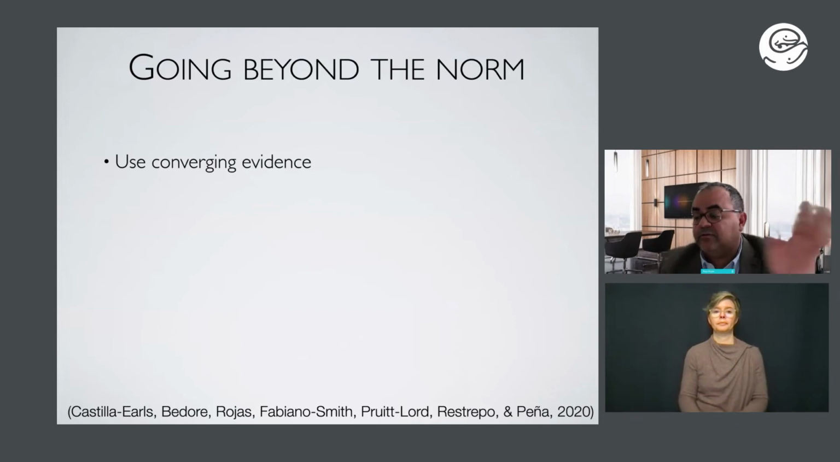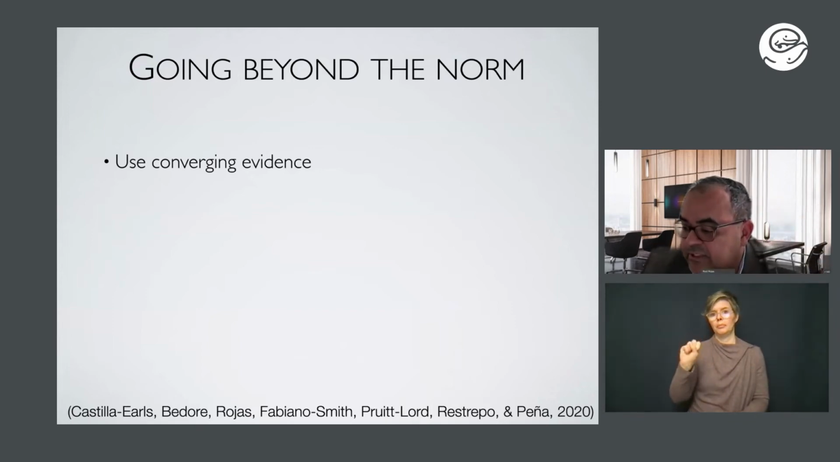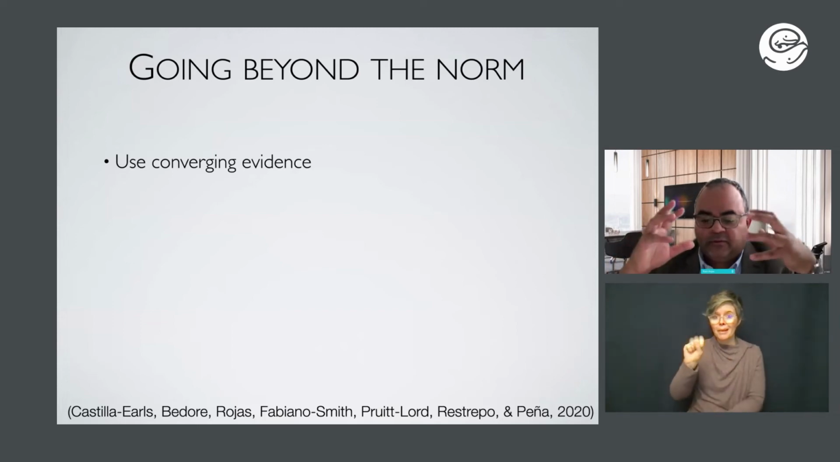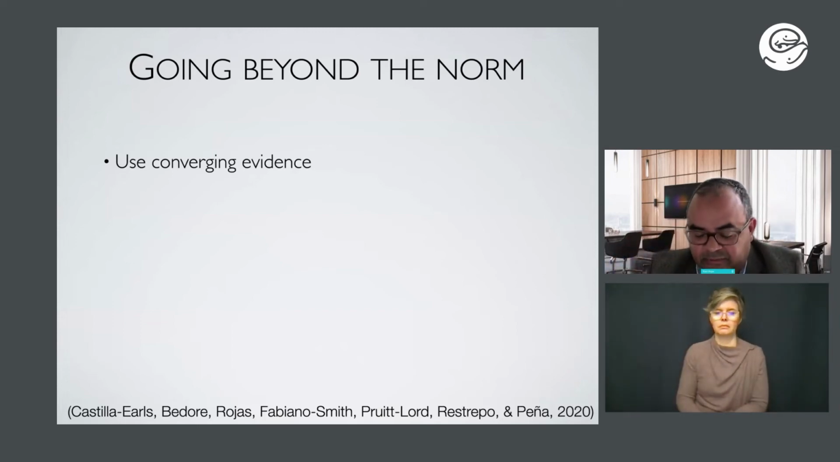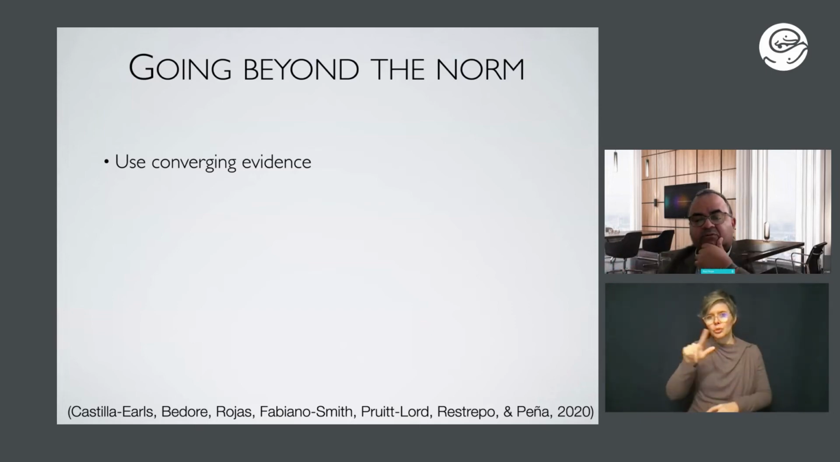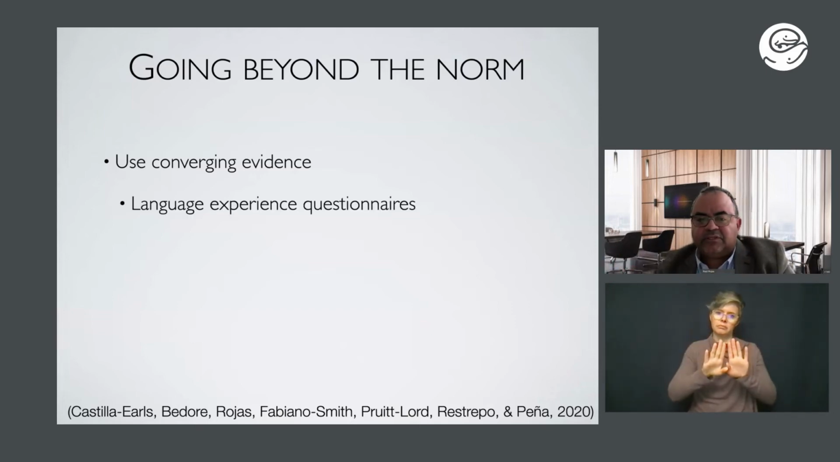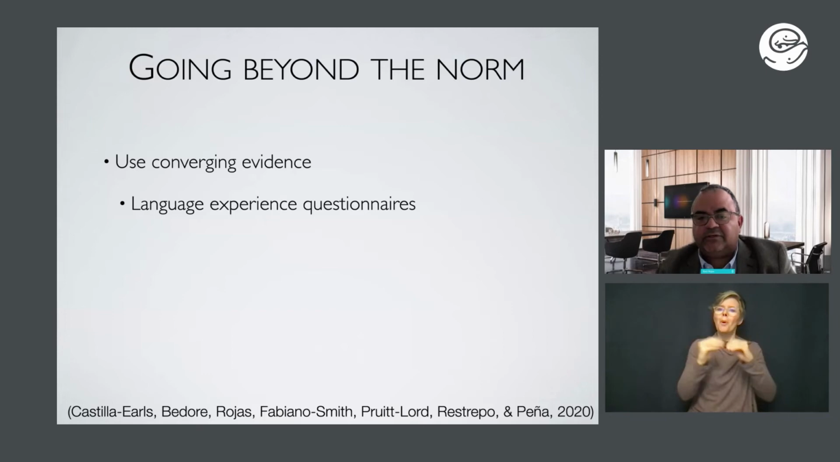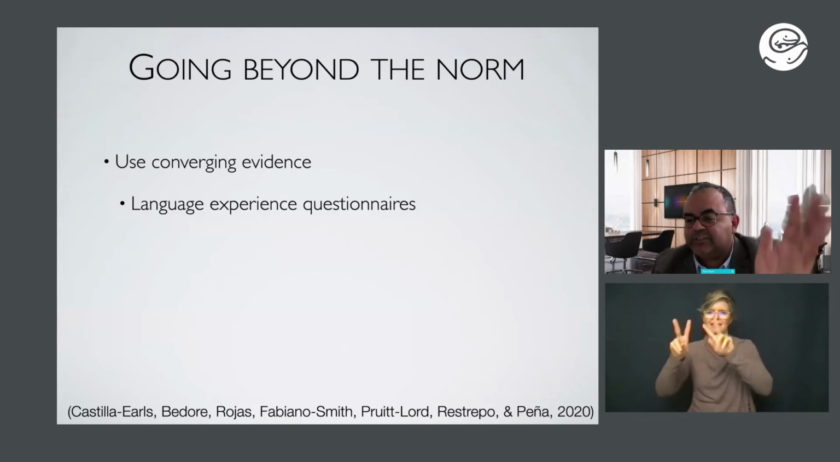Like the VESA is great. Do you only do the VESA, right? For example, and the answer is no, right? We know that the best evidence that we have for assessing kids and having the most reliable outcomes is to use converging evidence, right? What does that mean? That means that you're using more than one source of assessment evidence to make a diagnostic decision, right? Really important part is these language experience questionnaires.